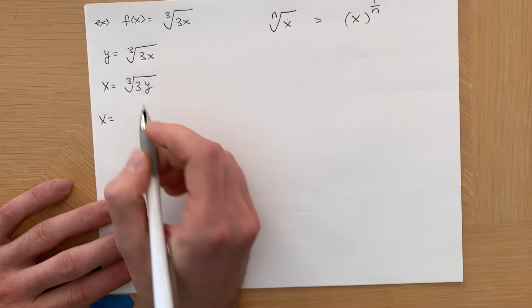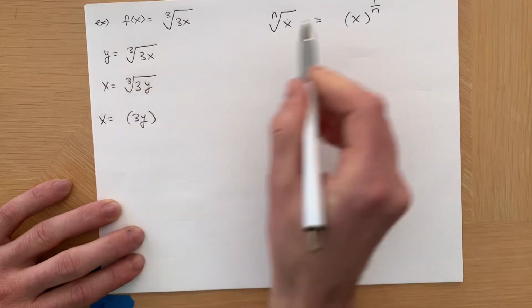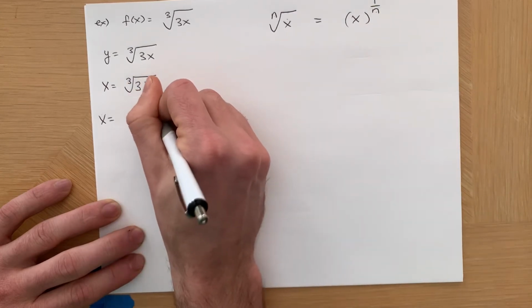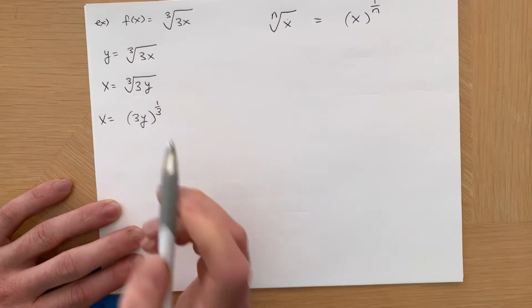So here's our inside piece, 3y. And that's our n, 3. So we're going to put a 1 over 3. So this just translates into that, 3y to the 1 over 3.